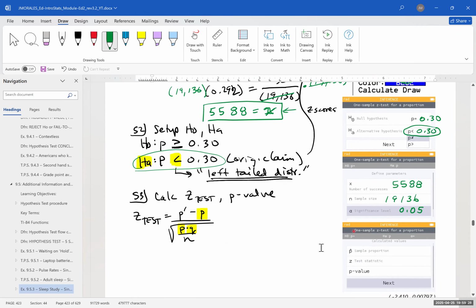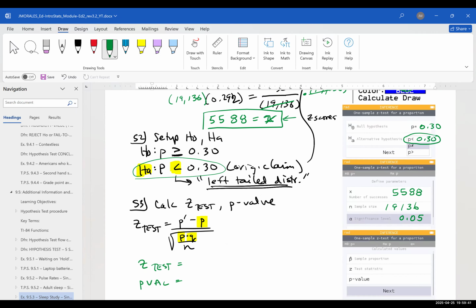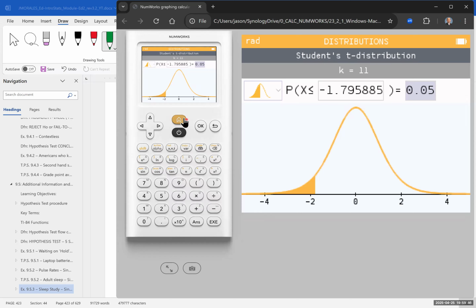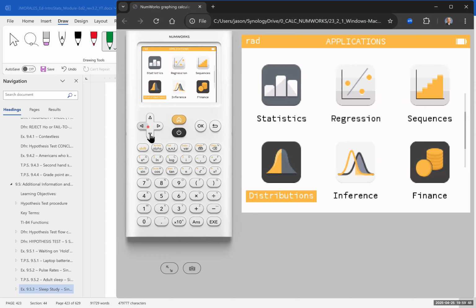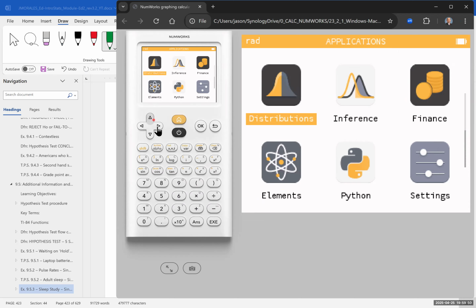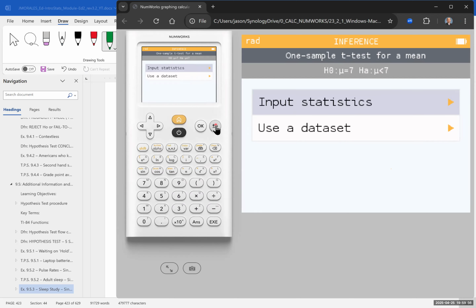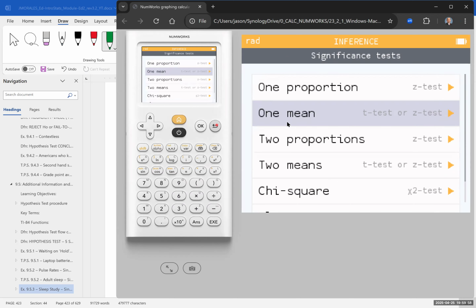All right, so let's go ahead and find those, because that's going to give us our test statistic and our p-value that we need. So let's do the NumWorks first. We're in the distributions app, and we want to go to the inference app now. Let me back out of this because now we're in the Student's t. Let's back out. All right.